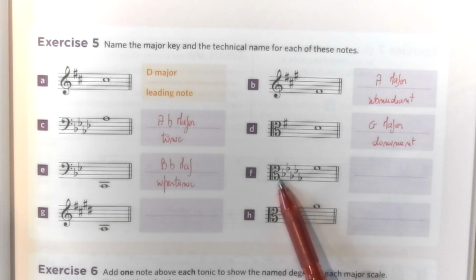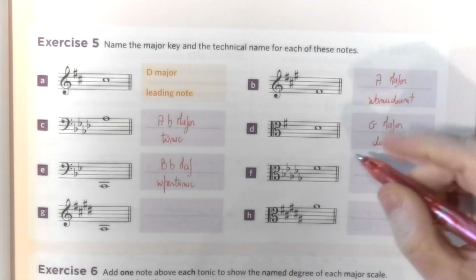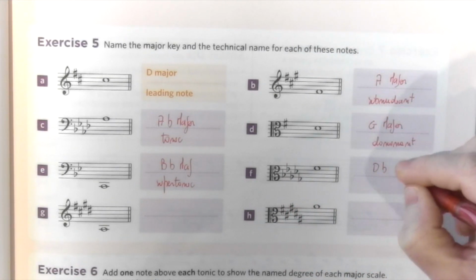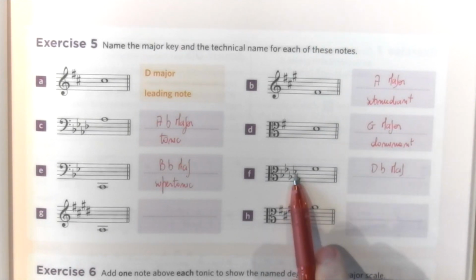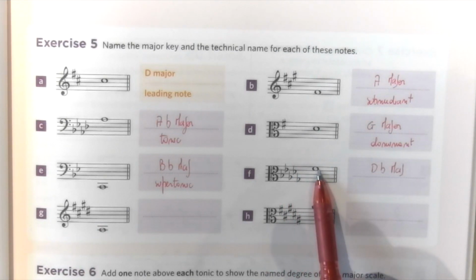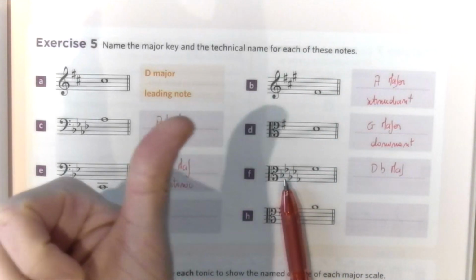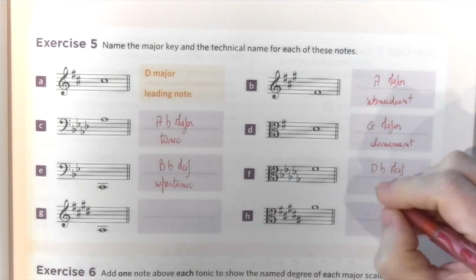5 flats in the alto clef: si, mi, la, re, sol, penultimate, re, D flat major. Easy, right? We don't even have to read the notes, but this is do plus 1, so that's re. Re flat. Mi plus 1 is fa, re, mi, fa. Third degree, mediant.